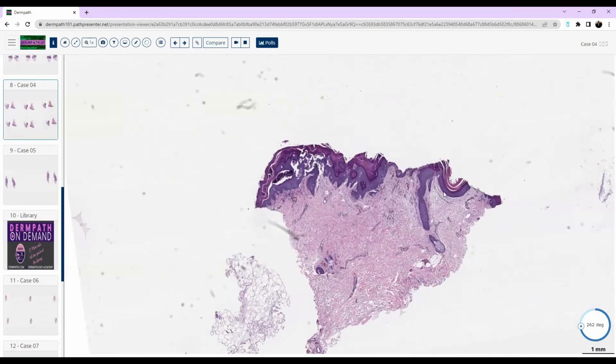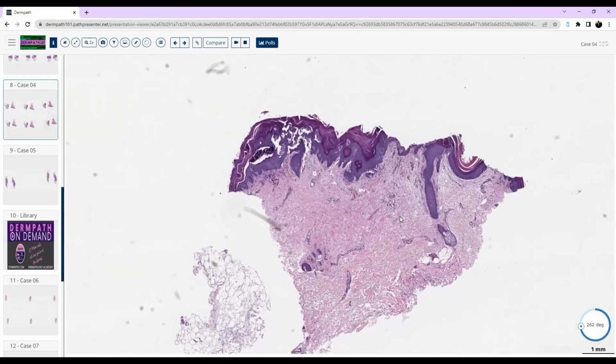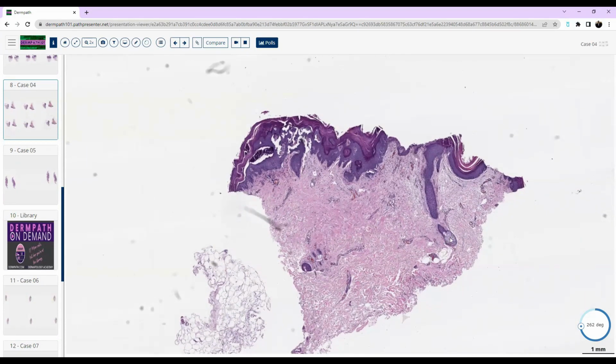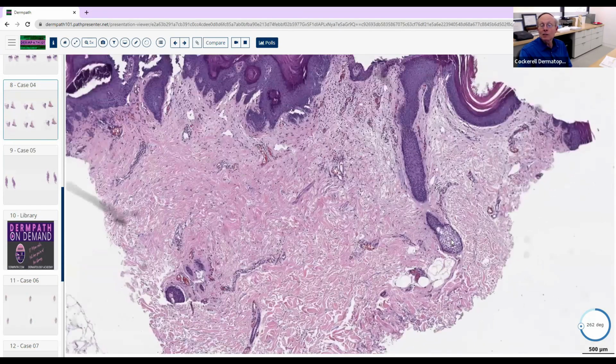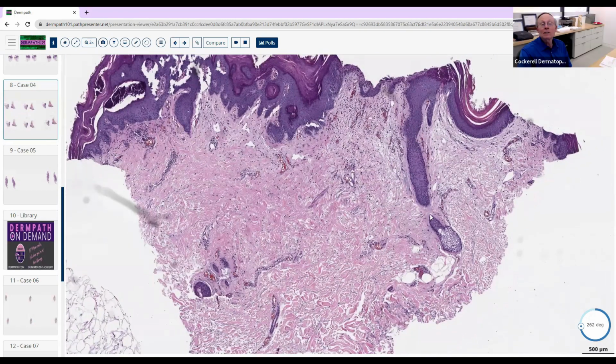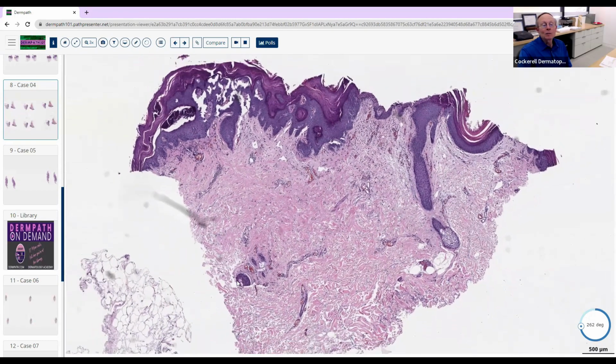I was thinking it may be acral skin, given the thick stratum corneum. Is it purely palm or sole? I'm not sure. It's not that thick, so maybe the ankle or near acral skin. It's definitely not pure acral skin because it's got a sebaceous gland there, right? That's part of a hair follicle here, most likely. And there's a follicle over here.